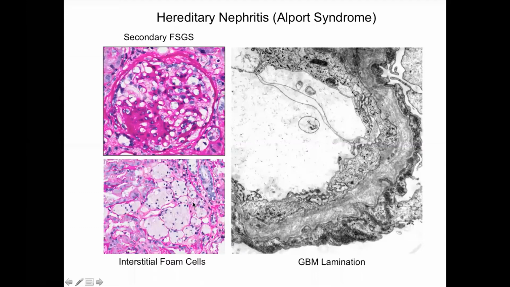One of the things that makes us think we are dealing with Alport syndrome is when we have FSGS with interstitial foam cells. What do you mean by interstitial foam cells? In the tubulointerstitial compartment, between the tubules, we see collections of foam cells. These are basically injured tubular cells, from the amount of protein that is escaping, so we get interstitial foam cells. All of these can make you think we are dealing with Alport syndrome.